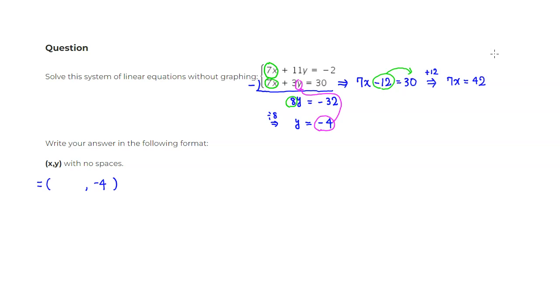Then we just need to isolate x, so we have to get rid of this 7 here. And we can do that by simply dividing through by 7. So 7x divided by 7 is x, which is what we wanted, and 42 divided by 7 is 6. So we found the x value to be 6. So the solution is x equals 6, comma, y equals negative 4. All right, that's it. I hope that this was clear.